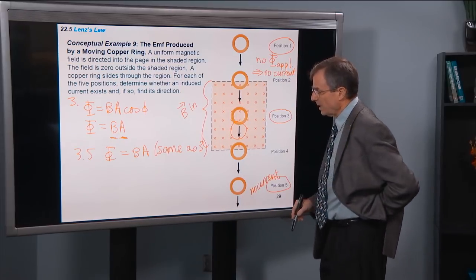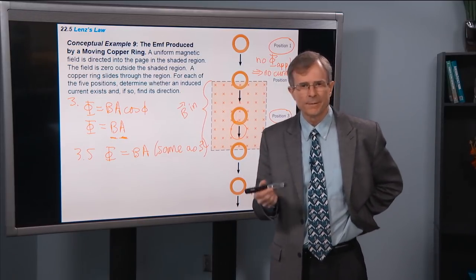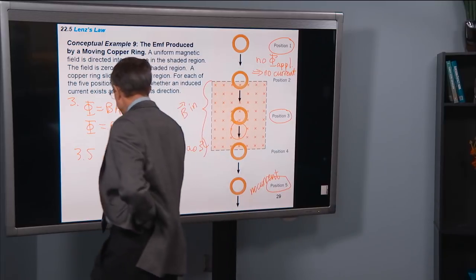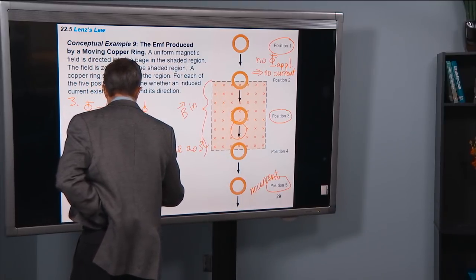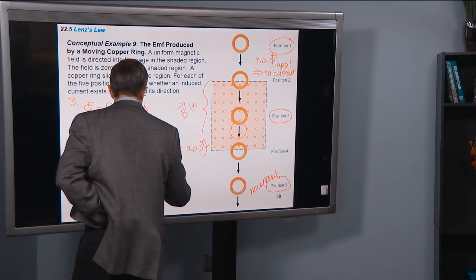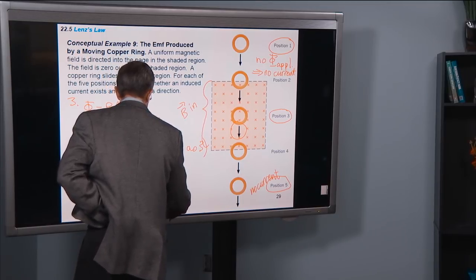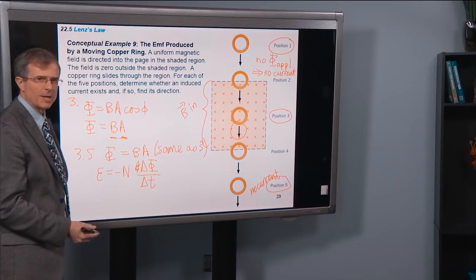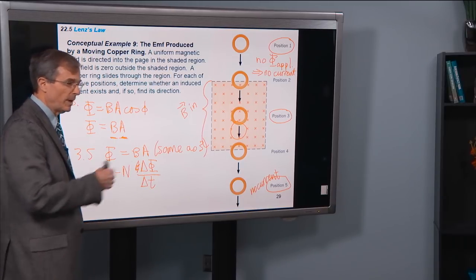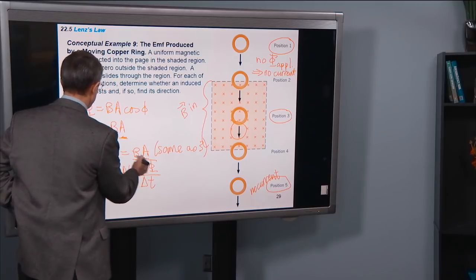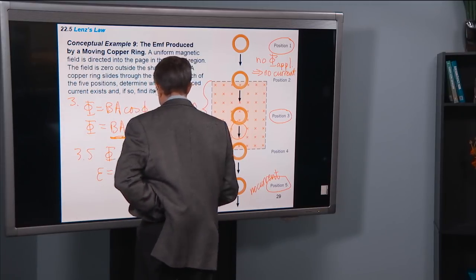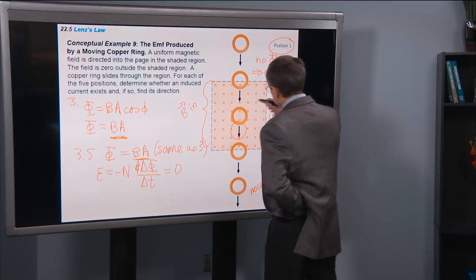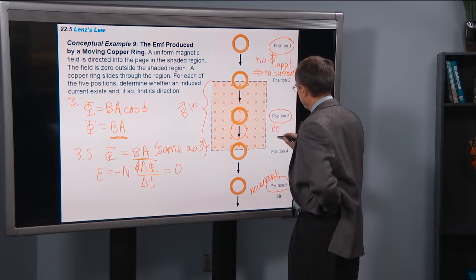Well, Faraday's law says that there's only a current if the flux is changing. Remember, the EMF is minus N times the change in flux divided by the change in time. Between position 3 and position 3.5, how much has the flux changed? What's the final minus the initial? Well, the final is equal to the initial. They're both the same. And therefore, the change in flux is zero, the EMF must be zero, and the current must also be zero. So at position three, there's also no current.